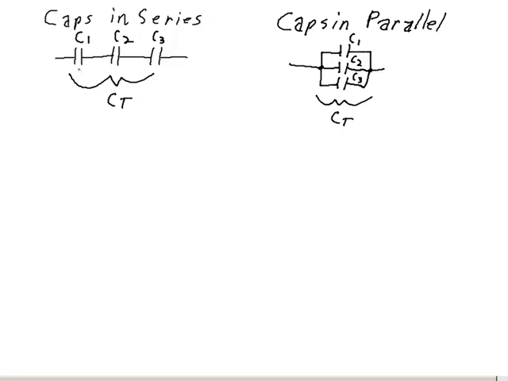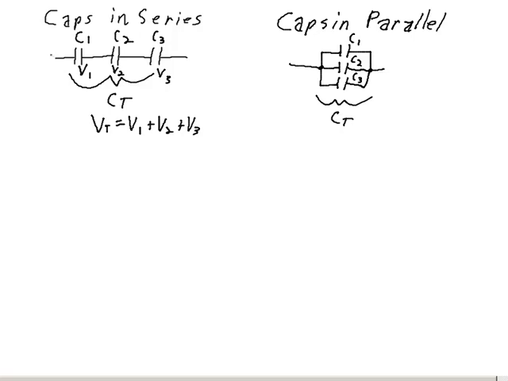What we need to recognize is that each one of these capacitors is going to have some amount of voltage across it, and the total voltage across all 3 capacitors is going to be equal to V1 plus V2 plus V3. And the other thing that may not be so obvious is that the amount of charge that builds up on this capacitor, and this capacitor is going to be the same.